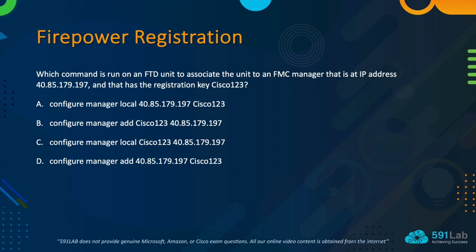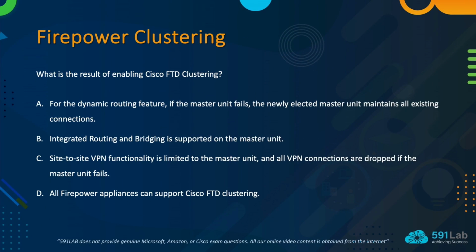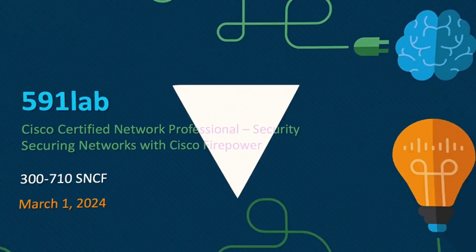First question. Which command is run on an FTD unit to associate the unit to an FMC manager that is at IP address 40.85.179.197 and that has the registration key Cisco 123? Here comes the second question, which is, what is the result of enabling Cisco FTD clustering? Let's look at Firepower clustering first to answer this question.